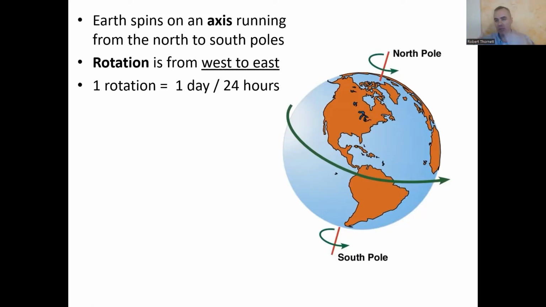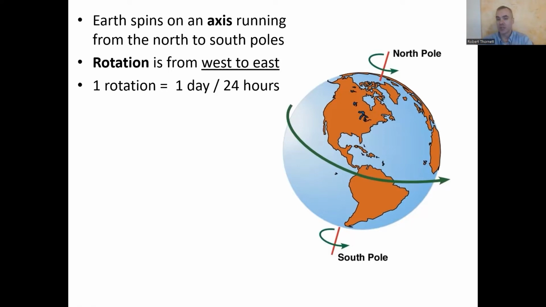So the Earth spins on an axis that runs from the North Pole down to the South Pole. It's an imaginary line or stick that runs through the center of the Earth, from the North Pole all the way to the South Pole. And the Earth rotates or spins on that axis every day, one time. So one rotation per day.